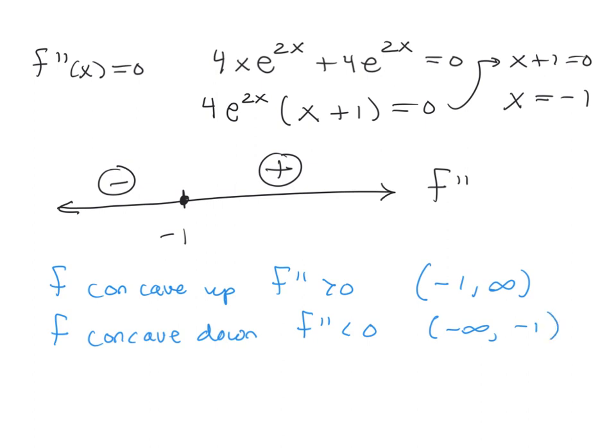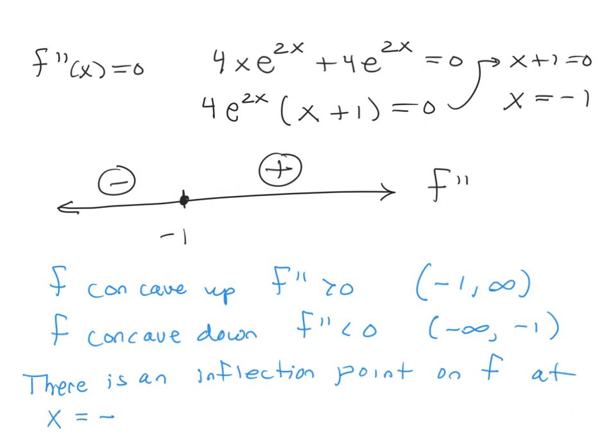The last thing I'll note is that there is an inflection point on the function f at x is equal to negative 1. And this is because there is a change in concavity. That is, I see the original function goes from concave down to concave up.